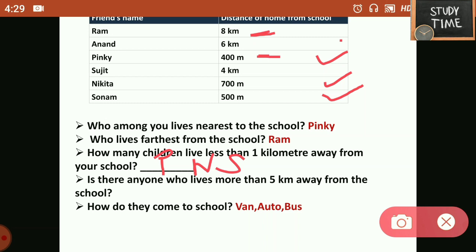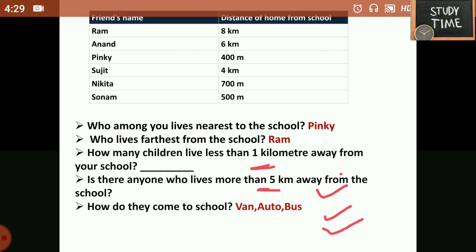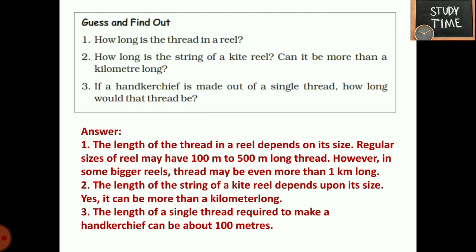Is there anyone who lives more than 5 kilometers? That is Ram. How do they come to school? Either by van, auto, or bus. How long is the thread in a reel? That depends upon the thread size. You can say whether it is 100 meters to 500 meters.